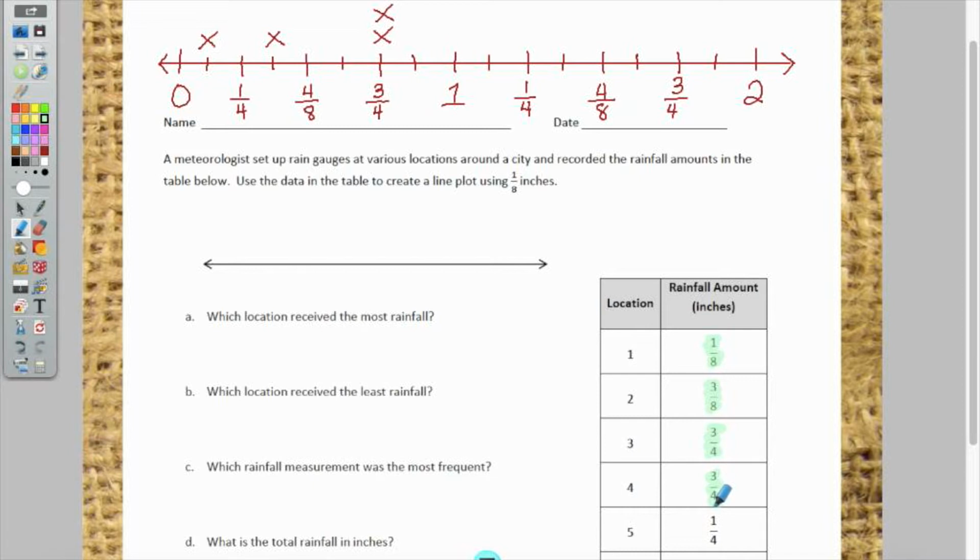1/4 is next. We have that labeled, don't we? That's nice. Okay, and then you're going to have to read the rest off to me. So how about, Chloe, read me location 6. What is it? 1 and 1/4. Okay, so 1 and 1/4.